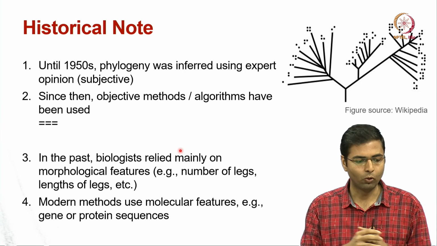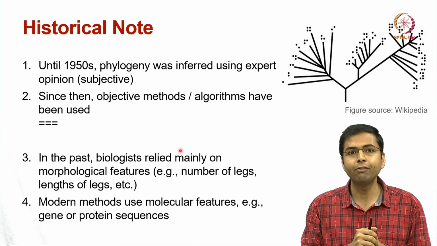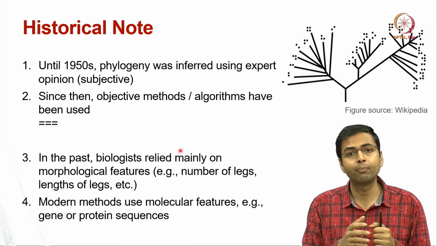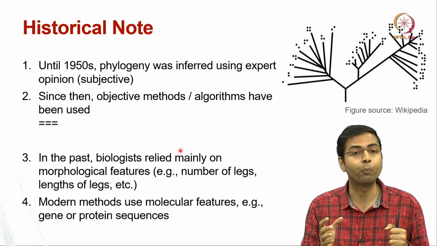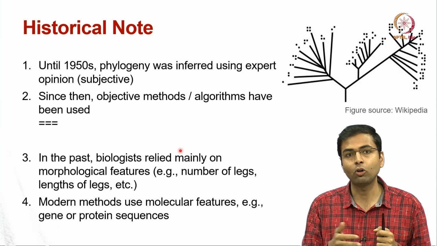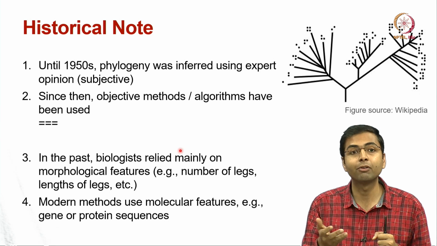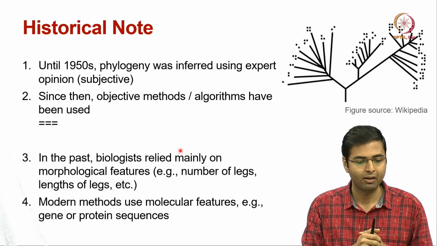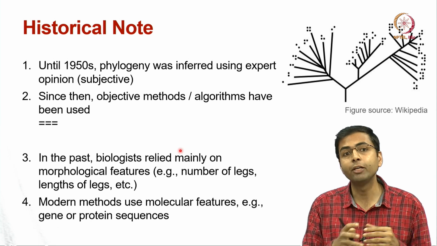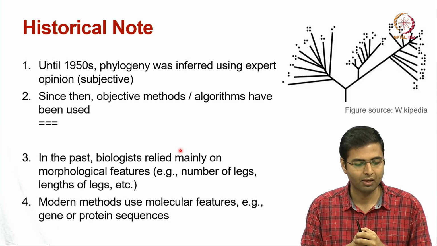Just a historical note. Until the 1950s, phylogenetic relationships were mainly inferred using expert opinions. For example, these used to be very subjective, based on the characteristics observed by eye. But since then, objective methods and algorithms have been used in practice.